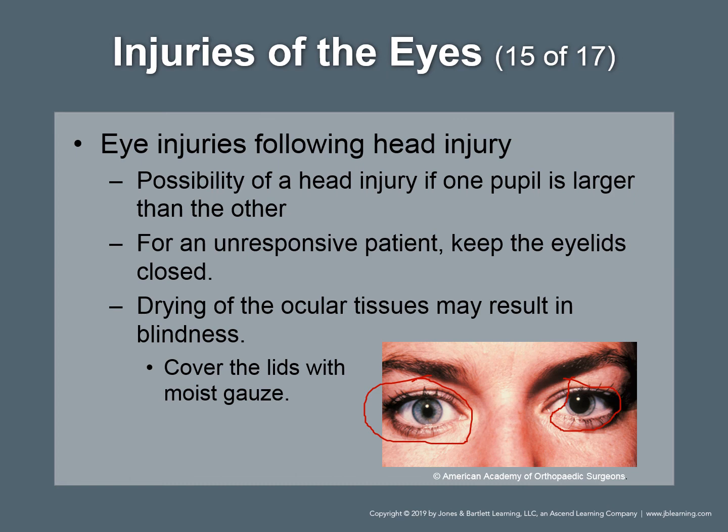For an unresponsive patient, keep the eyelids closed. This will keep the eyeballs perfused and moist. If you leave their eyes open, the ocular tissue will dry out and they can go blind. So if the patient can't close their eyes, make sure you're covering their eyes with a moist, sterile gauze.